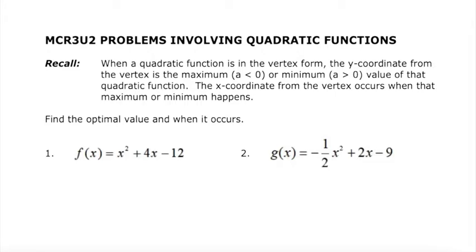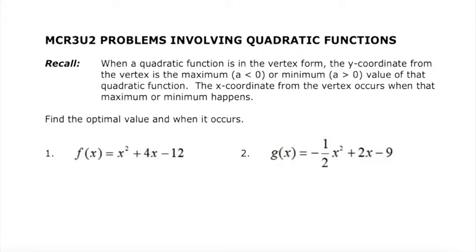Recall that for a quadratic function in vertex form, the y-coordinate of the vertex represents either a maximum or a minimum. If the parabola opens up, it's going to be a minimum. If it opens down, it's going to be a maximum. That all depends on the a value. If a is less than 0, it opens down, and if it's greater than 0, it opens up.